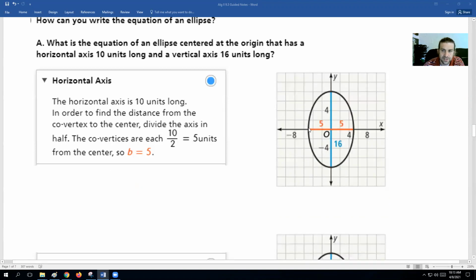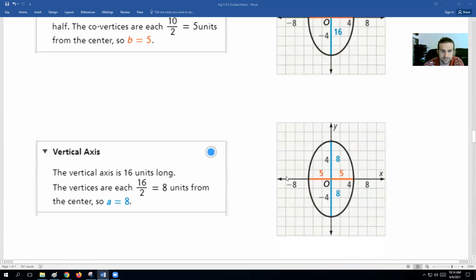If you remember, the horizontal axis is the distance left and right from the vertices or the co-vertices. In this case, this horizontal axis is 10 in length, but what we need to do is cut that in half. If we cut 10 in half, that's 5. So the number that's going to go underneath the x is going to be 5 squared.